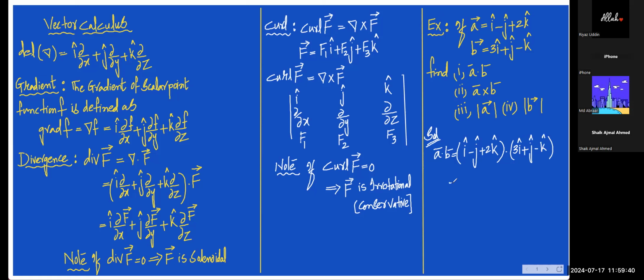Now you know, i dot i is 1. Repeat once again, i dot i is 1. It means the dot product of the same vector is 1. The dot product of different vectors is 0. It means i only multiplies with i, not with the others. So i dot i is 1, here the coefficient is 1, 1 times 3 is 3. Now look at j dot j, 1 times 1 is 1. Minus into plus is minus 1. And k dot k is 1, times minus 2 is minus 2. 3 minus 3 is 0. It's not compulsory that you will get the answer 0. In this question it has come by coincidence.